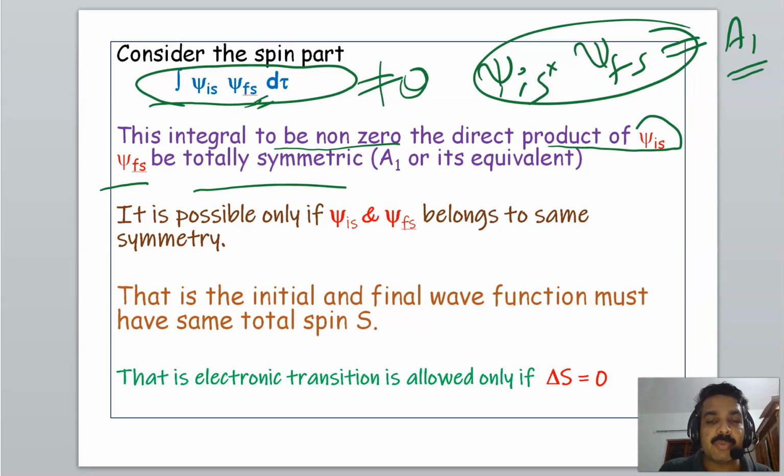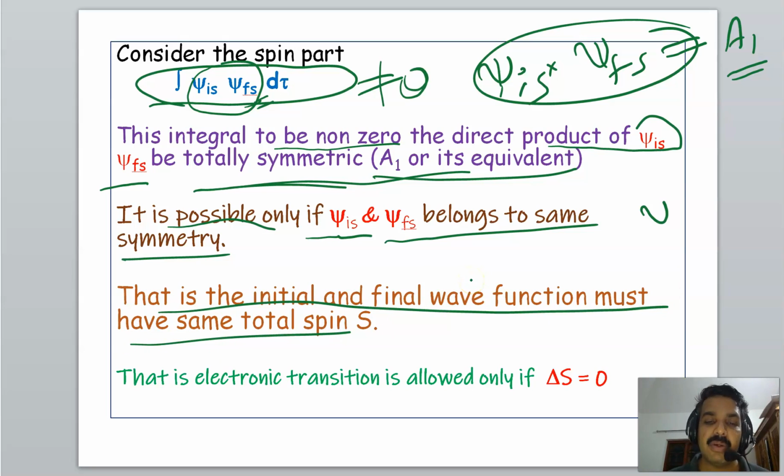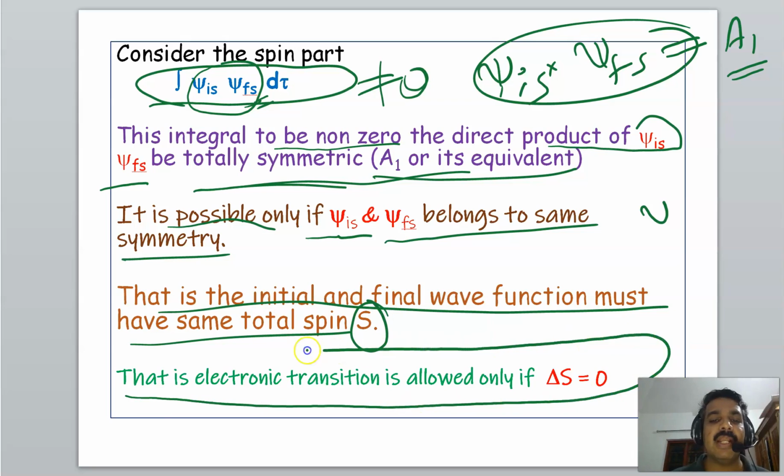We know that the direct product of two irreducible representations will be totally symmetric only if the symmetries are the same, which we have already discussed while discussing the direct product. So to get the totally symmetric representation A1 from the direct product of psi_is and psi_fs, psi_is and psi_fs must belong to the same symmetry. That means the initial and final wave functions must have the same total spin, that is, S should be the same. Electronic transition is allowed only if delta S equals 0. That is the spin selection rule.